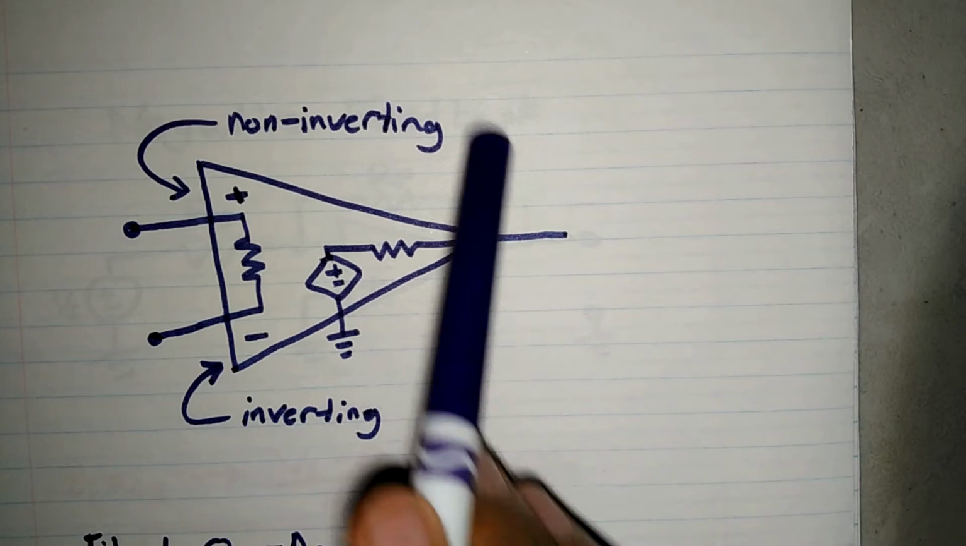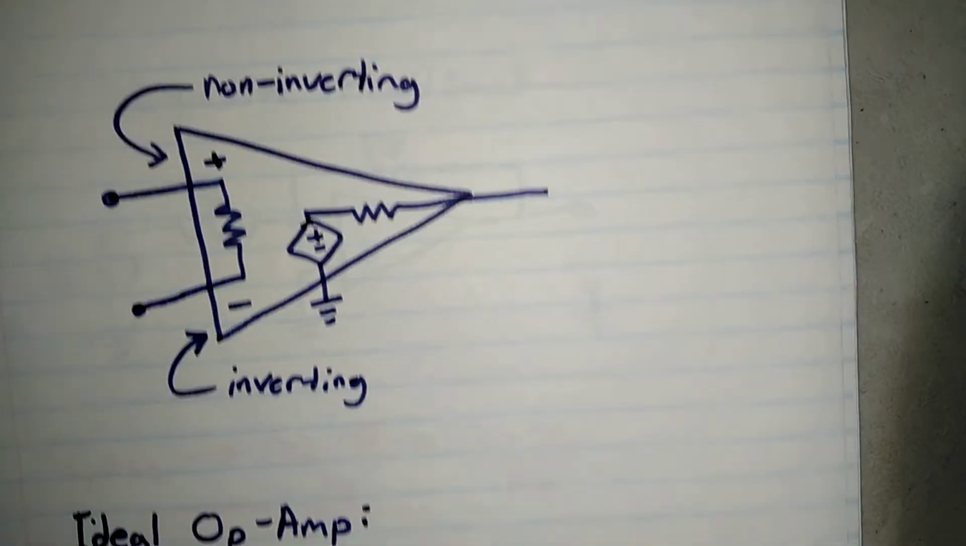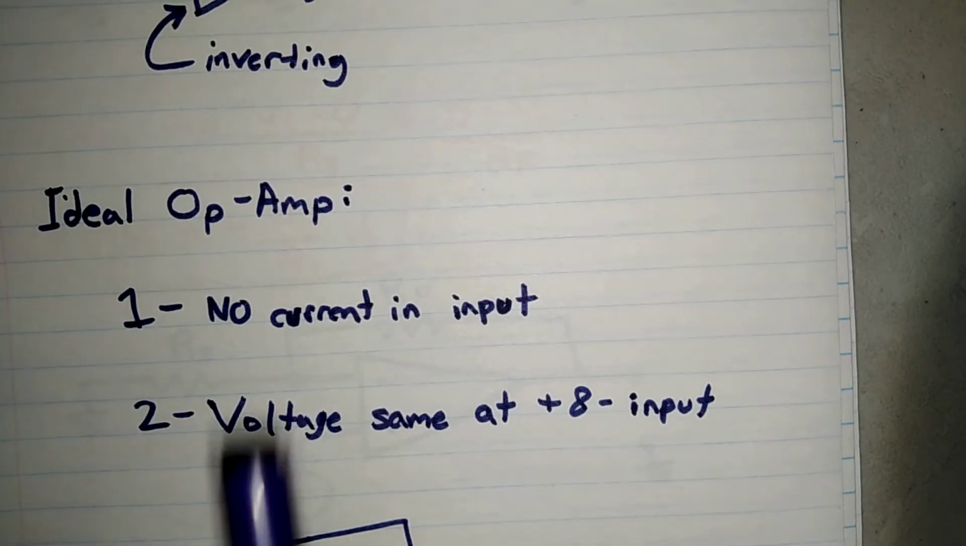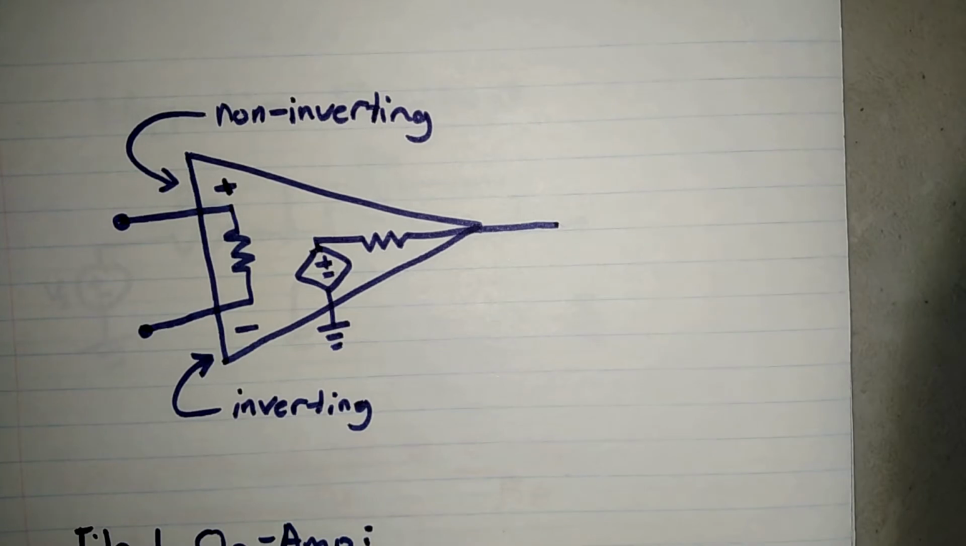So how do we control our amplification? Well, the point is, if we feed it back and use these two rules to solve it, then we can come up with an amplification that perfectly suits our input needs.